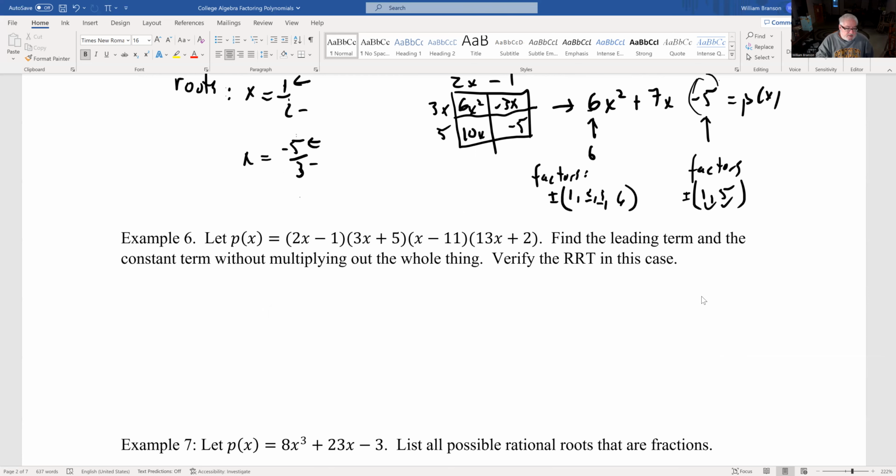So if we look at this one, can we find the leading term and the constant term without multiplying the whole thing? Well, for the leading term, multiply all the terms that have x's in them together. So that's 2x times 3x times x times 13x. 13 times 3 is 39, and times 2 is 78. So this is 78x to the 4th. This is the leading term.